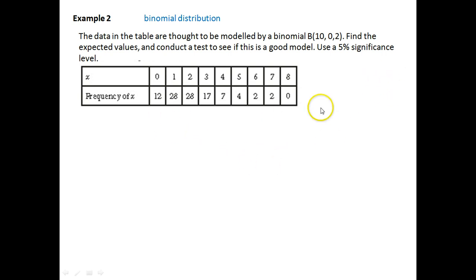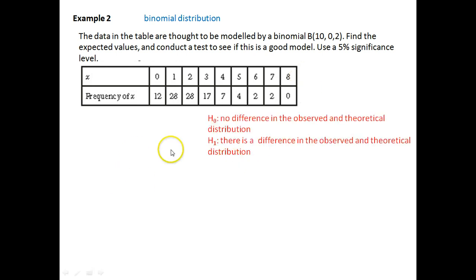So we have a frequency, and there are the values of x. We set up our hypotheses: H0, that there's no difference between the observed and the theoretical, against H1, that there is a difference between the observed and the theoretical distribution.